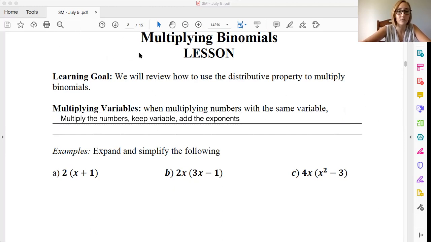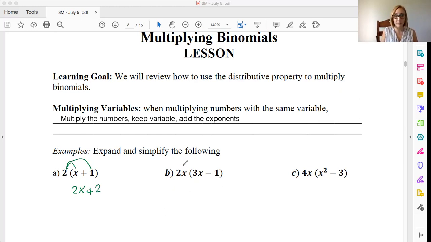This is my first time using this keypad. It's like a little writing board. Your first thing is to multiply everything outside the bracket with everything inside. So you're going to do 2 times x, which gives you 2x. And then you're going to do 2 times 1, so plus 2.